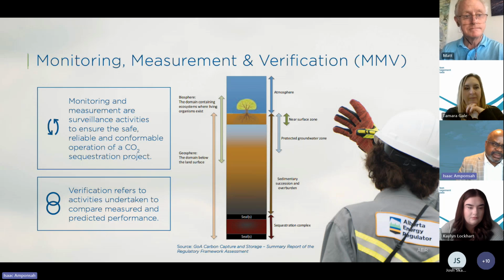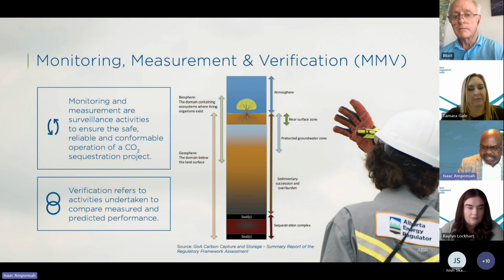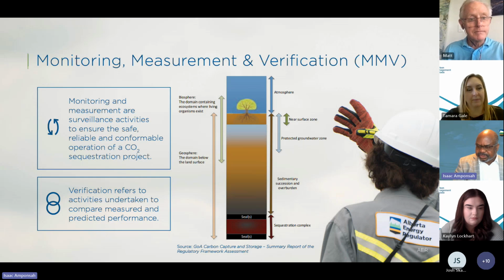So monitoring and measurement, what are they? They are surveillance activities to ensure the safe, reliable, and conformal operation of the CO2 sequestration project. So when we talk about surveillance, I'm sure everyone understands what it is. They have to continually monitor, check, and we also have our own inspectors who will be doing some verification as well. And then the verification activities are things that the companies will have to undertake during the life cycle of the activity to make sure that whatever models they had to begin with, they continue to refine the models, look at the model against the actual measurement that they are recording on site, and if there is any adjustment that they need to make to the operations, they will be in the best position to do that.